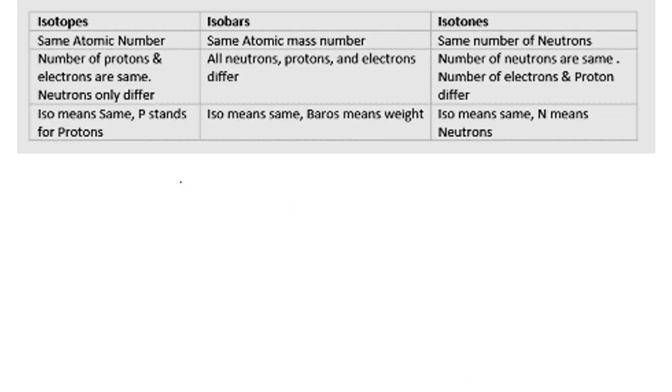The first one, isotopes. Here the P word is there, just remember P. P for protons. Isobar: bar means mass. Isobar means mass. Isotone: N for neutrons. Okay, now three definitions. Easy trick I am telling you how to remember.